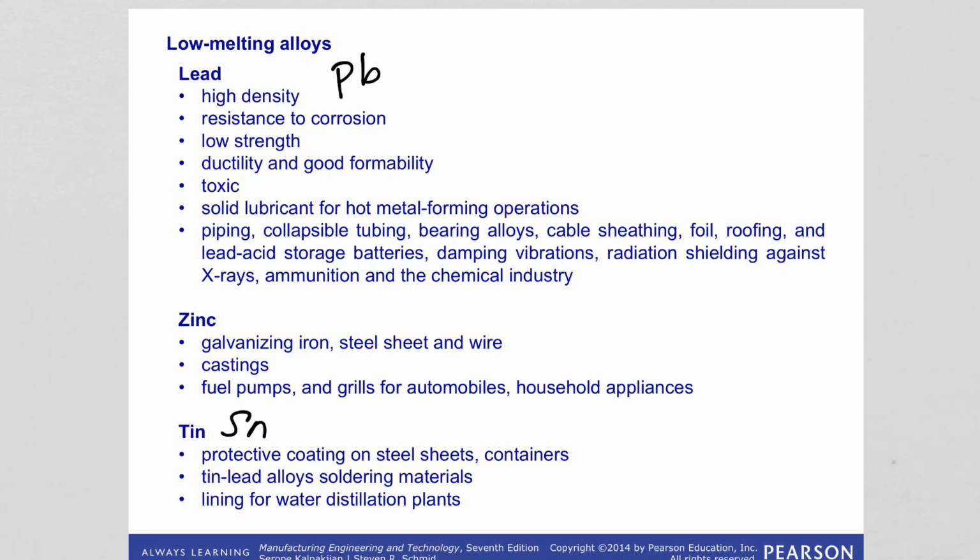So as I said, tin lead alloys, because they have a low melting point, are used as soldering materials. It has, of course, many applications, one of which is as a lining for water distillation plants. It has also been used as dental alloys. We can say different alloys of tin will have a wide range of compositions and different melting points, different properties, and different application areas.